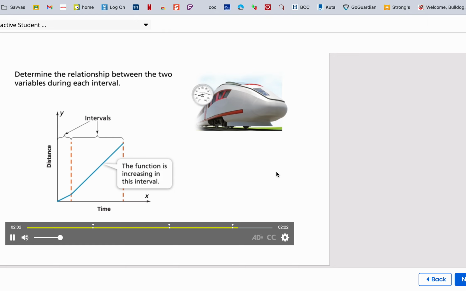As time increases, the distance the train has traveled increases. The function is increasing in this interval. Once the express train reaches its travel speed, a qualitative graph of the distance the train travels over time is a straight line. Now you know how a qualitative graph can describe the relationship between quantities.